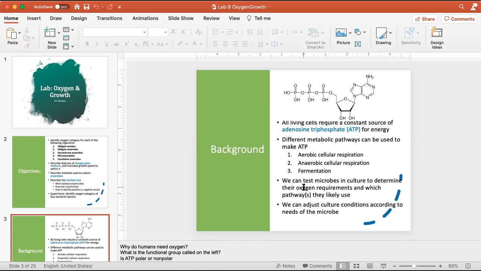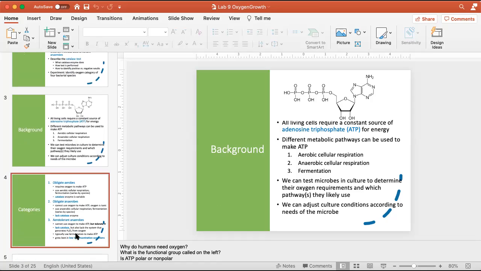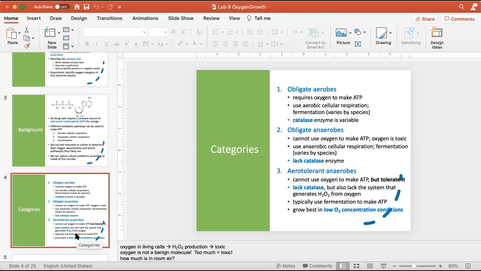But if we want to grow a microbe in the laboratory, we also need to know what kind of oxygen requirements it has, or if it doesn't want oxygen around it. That will help us culture organisms if we understand them better in terms of their oxygen needs. So let's talk about these 5 different categories that organisms fall into. And again, today we're talking primarily about bacteria.